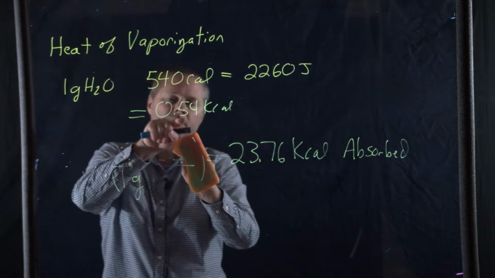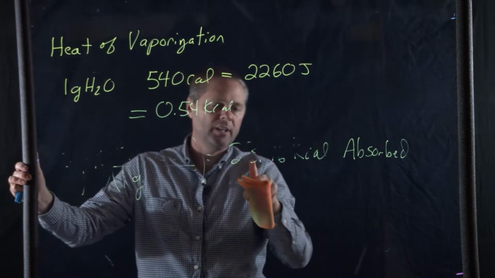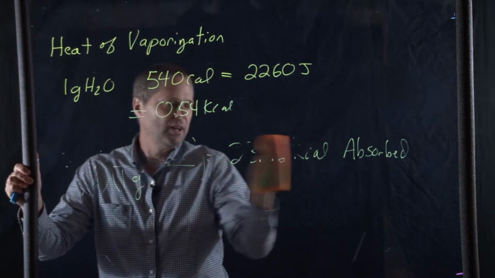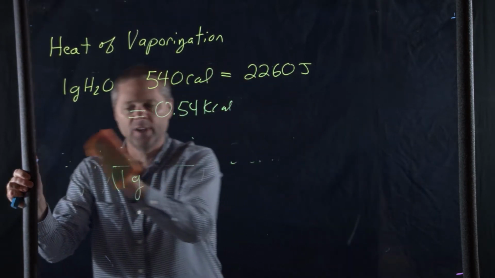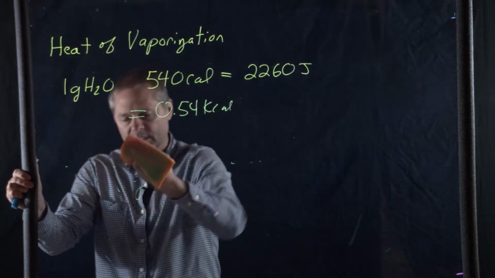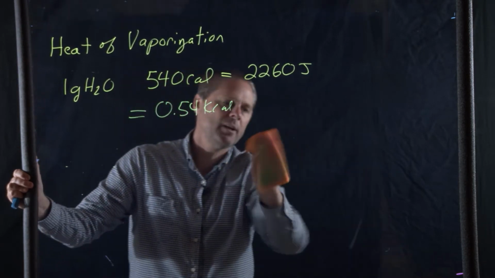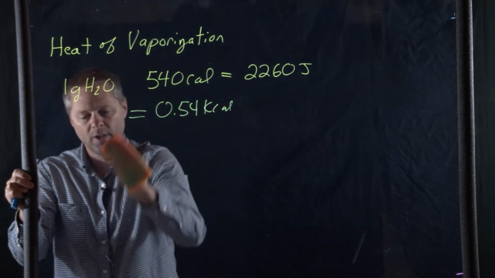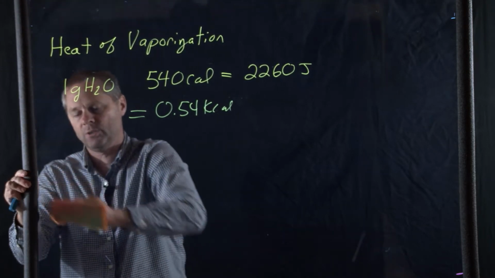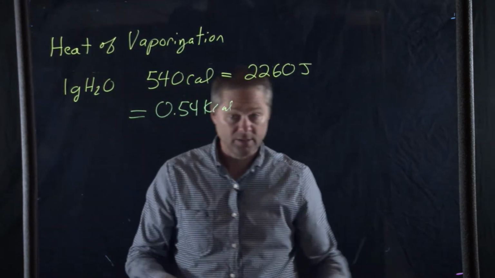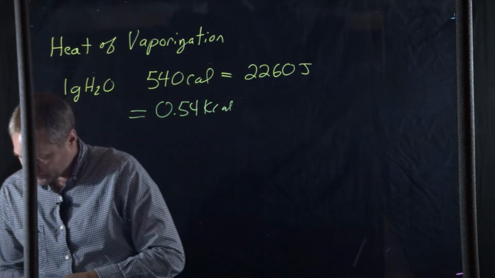You didn't necessarily have to convert it here. You could have converted it at the end. So you got 23,760 and just divide that by 1,000. You'd have gotten 23.76, which is what we got. So it doesn't matter where you do the conversion, whether you do it in the middle there or towards the end. It's okay, as long as it gets done.